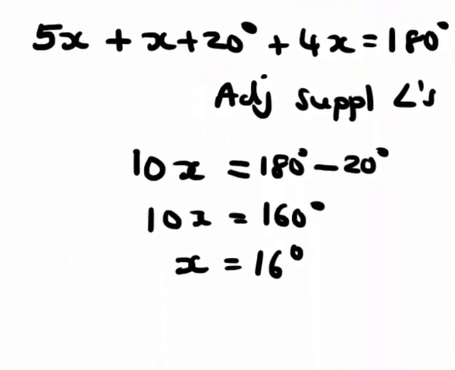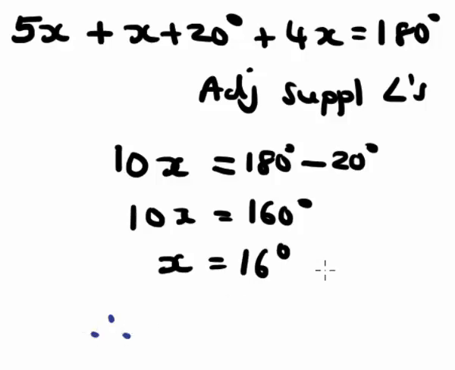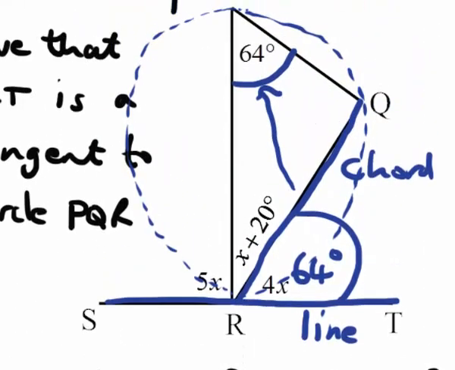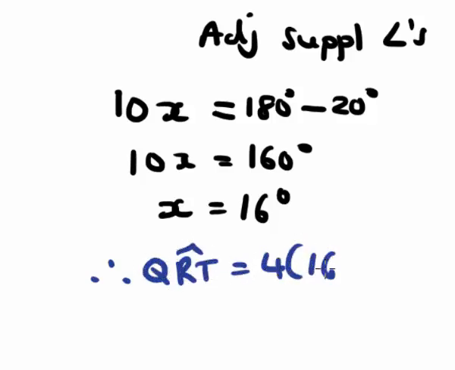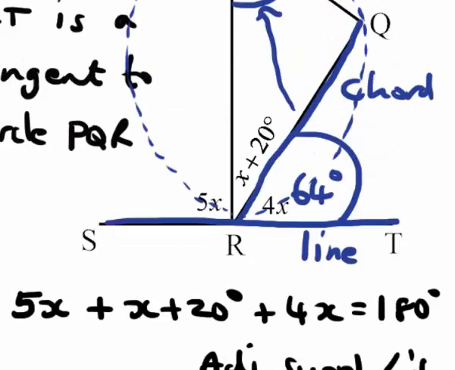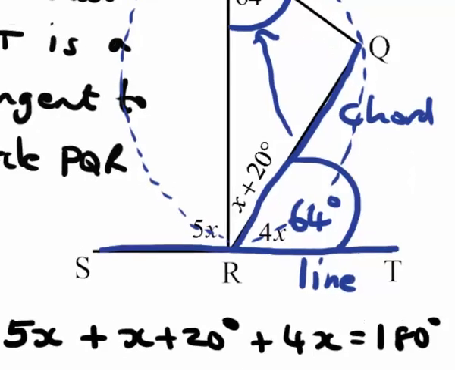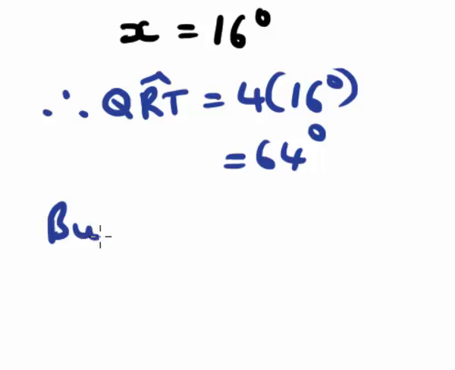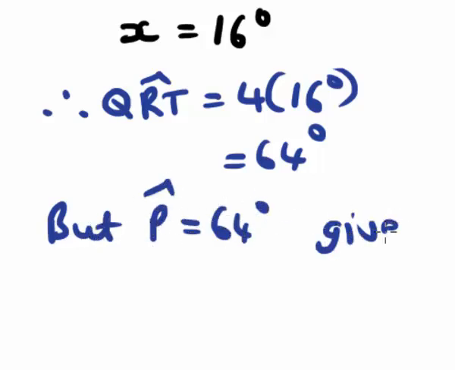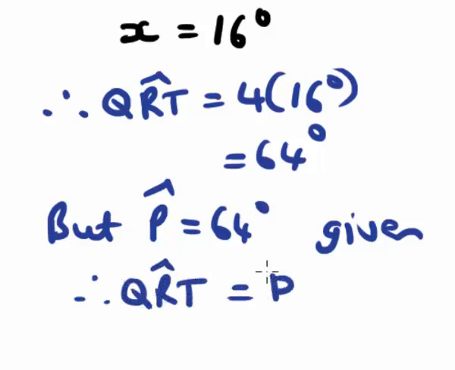So we can automatically go here and say that therefore that angle, if you look at it, is going to be QRT. Therefore angle QRT is 4 multiplied by the 16, which is 64 degrees. So we've got QRT, this one is 64. But what do we know? We know that angle P is 64 degrees. That's given to us, and therefore QRT is equal to angle P.